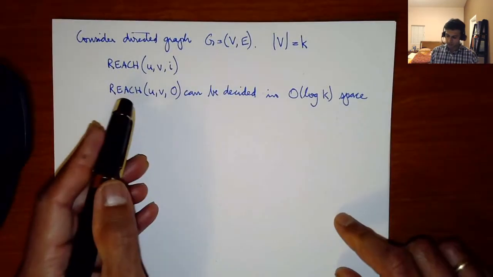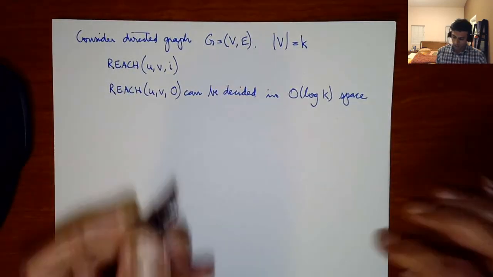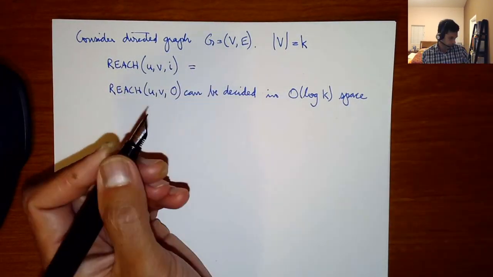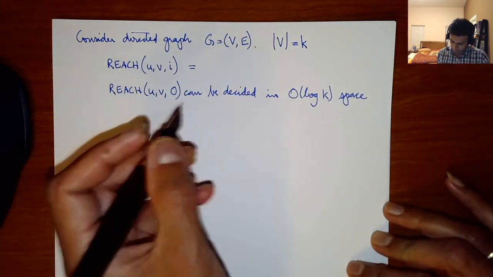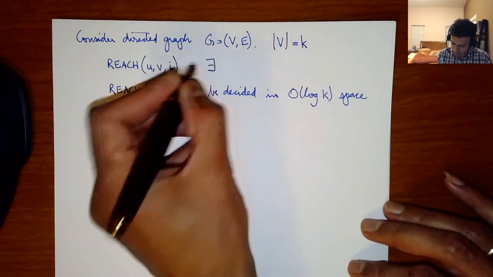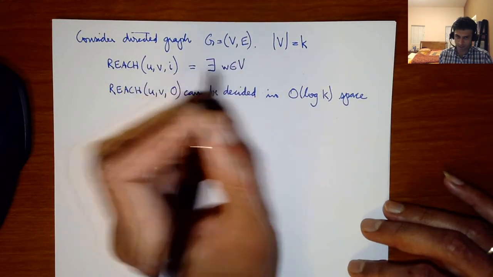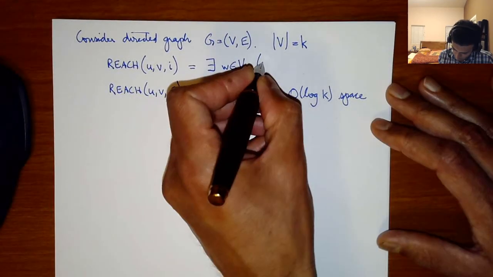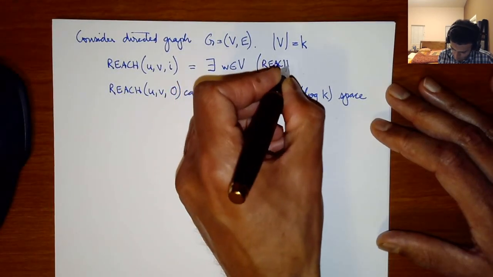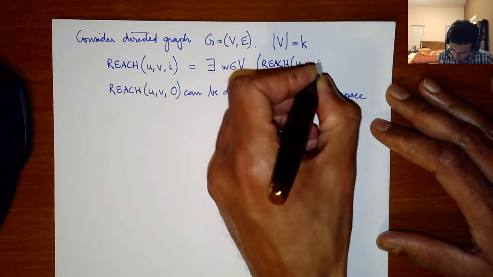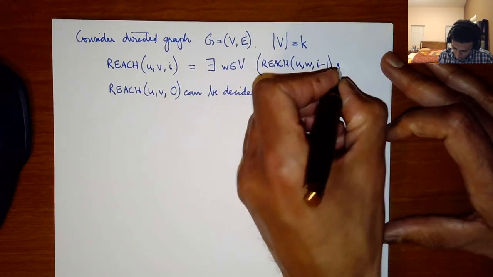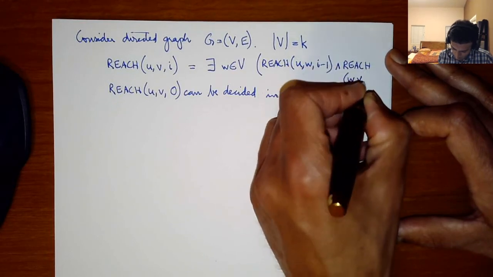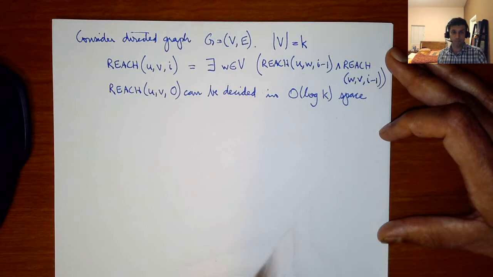Okay, so reach. The key is to say the following: thinking of it as a predicate, this is the same as saying there exists a vertex W such that reach U W I minus 1 and reach W V I minus 1. So this is the clever part here.